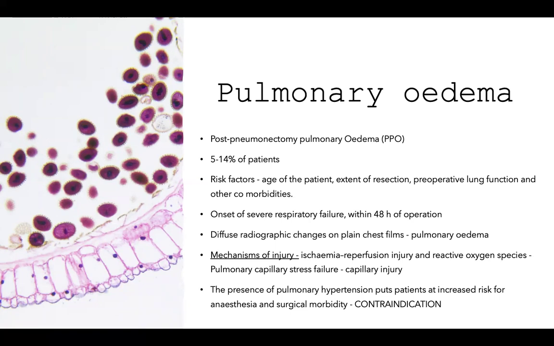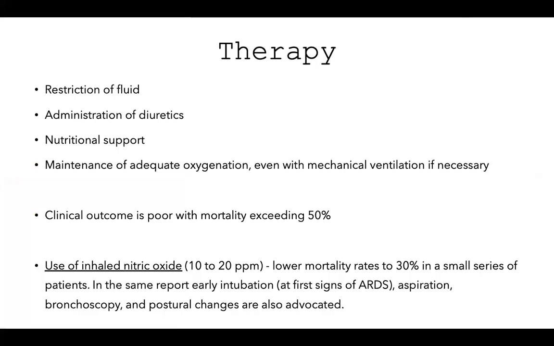The presence of pulmonary hypertension in these patients preoperatively puts them at an increased risk of anesthesia and surgical morbidity, and it is one of the relative contraindications in certain patients. So, what is the treatment? Restricted fluid therapy, administration of diuretics, nutritional support, and the rest of the standard management like medical organ support, adequate oxygenation, and if needed, mechanical ventilation. Even with all these, clinical outcomes are poor, with mortality that can exceed 50%.